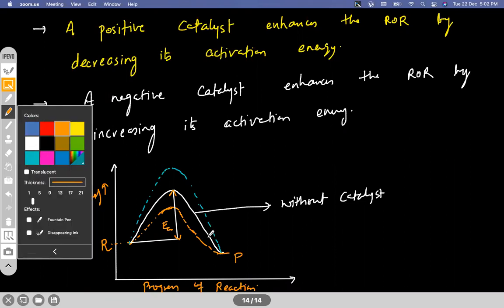This graph is with positive catalyst we have. So you see what happens when you use positive catalyst: the activation energy decreases by this value, it goes to this, and then it comes down, product forms.